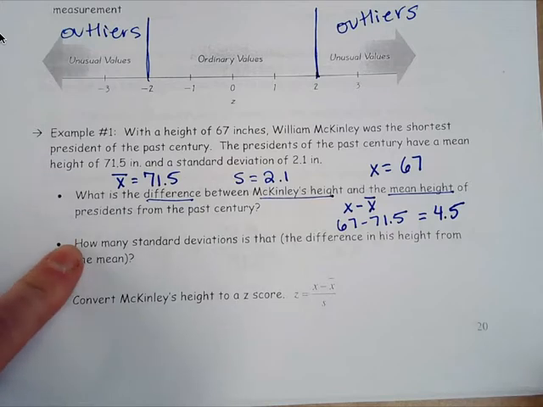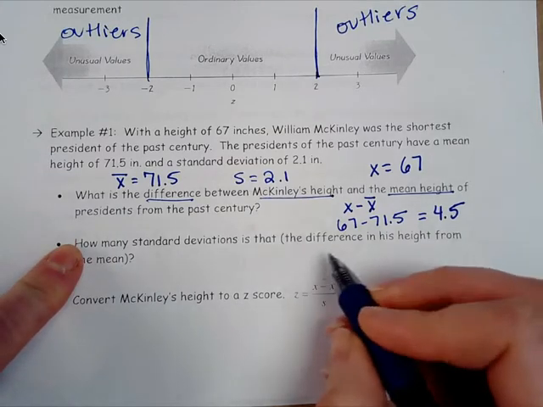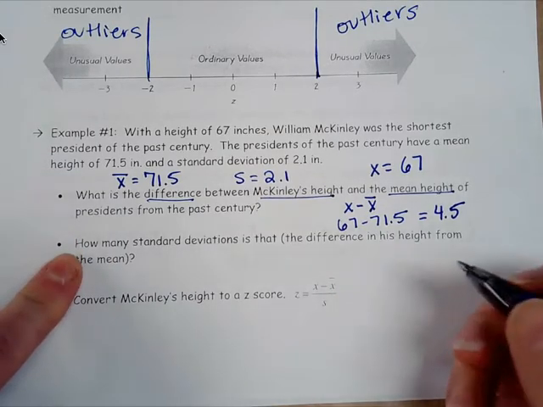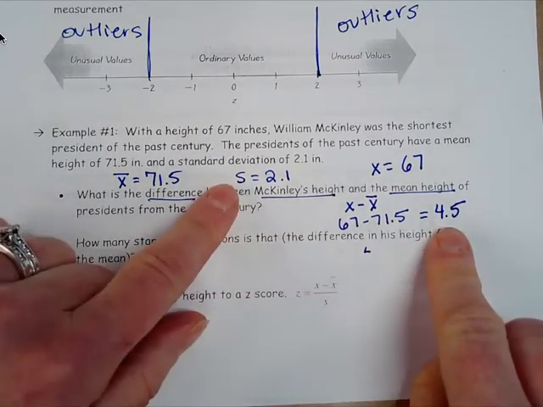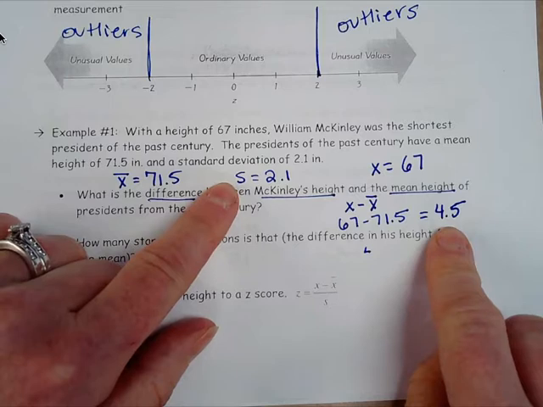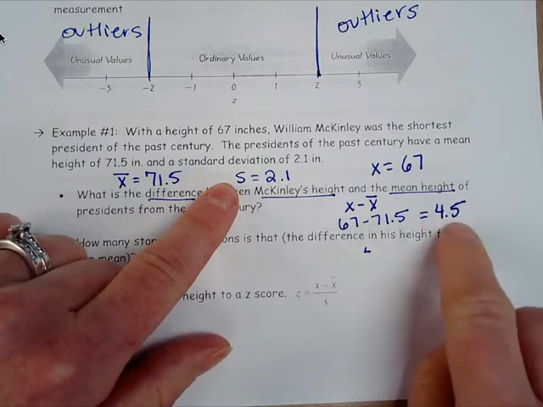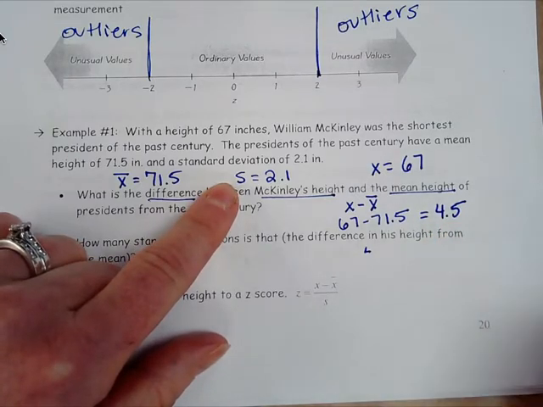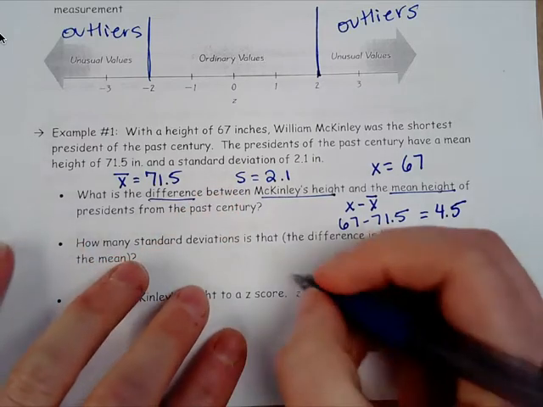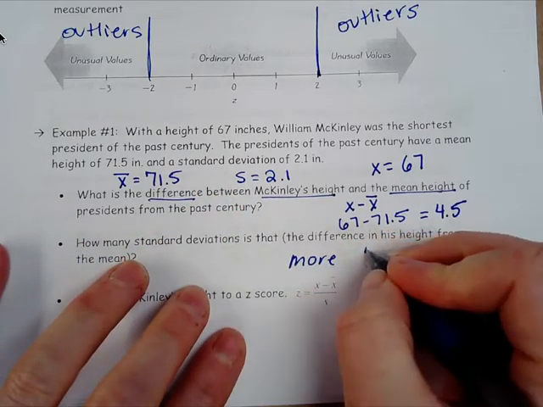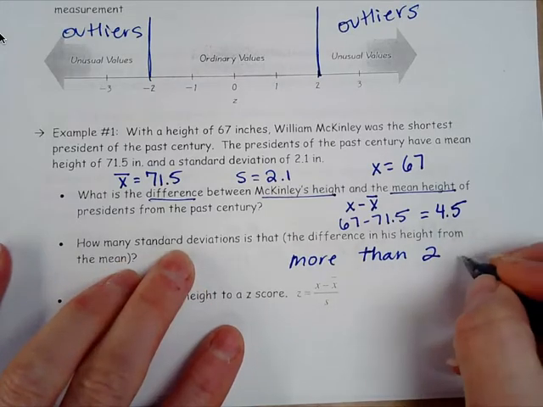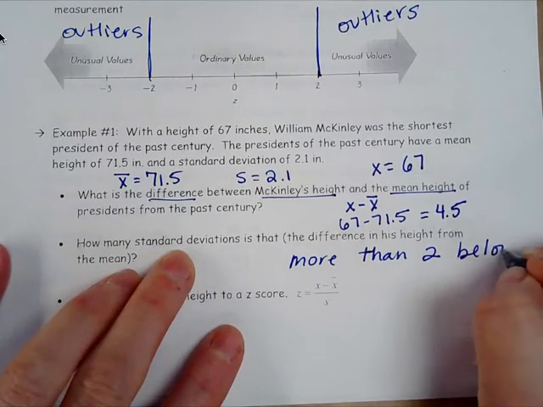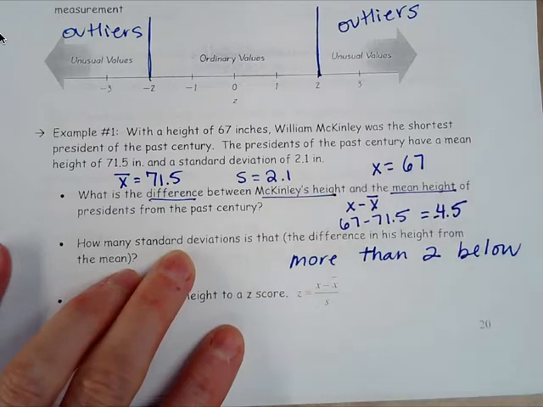How many standard deviations is that, the difference in his height from the mean? The way we would do that is we would look at the standard deviation, 2.1. So if it's 4.5, about how many standard deviations? It's more than 2 below, right? Oh, this should be a negative. I forgot my negative because it is below.